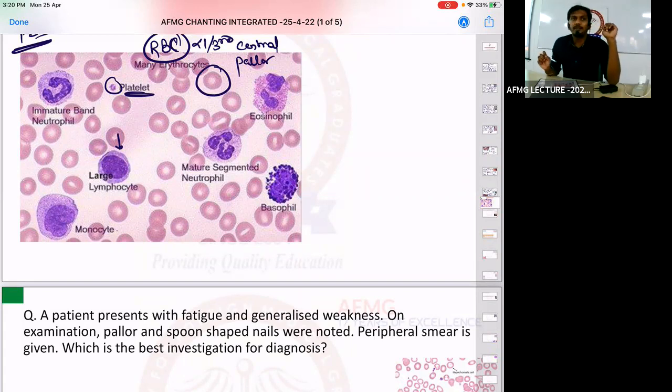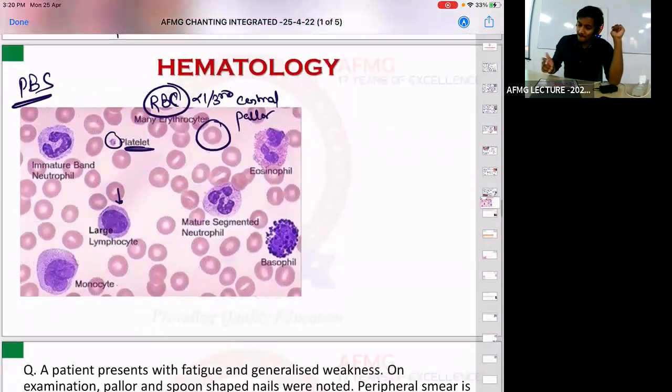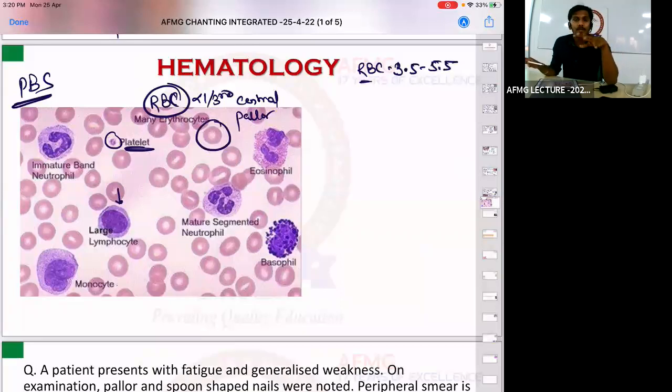How many eosinophils? Remember this. So quickly tell me, what is the normal RBC value? Normal RBC count, you can consider from 3.5, because with females we see 3.5 till 5.5 million cells per cubic millimeter.